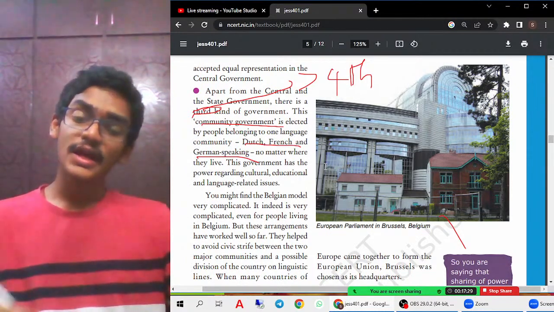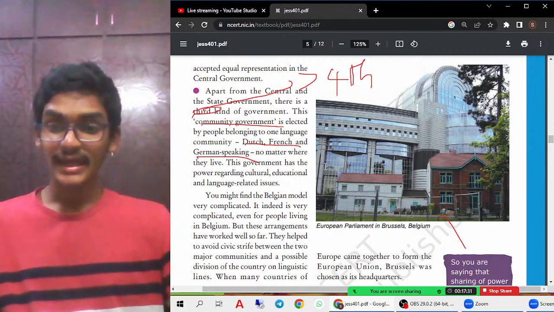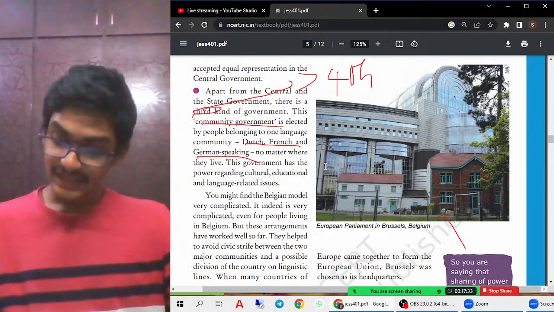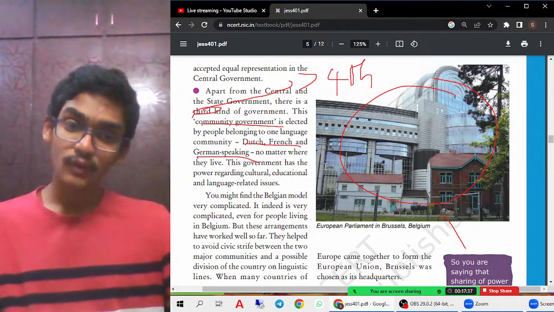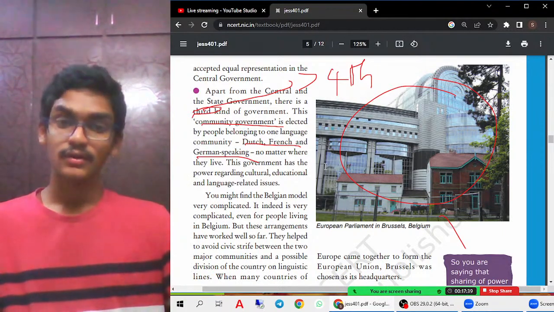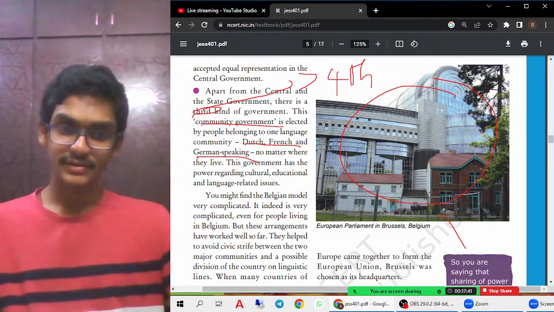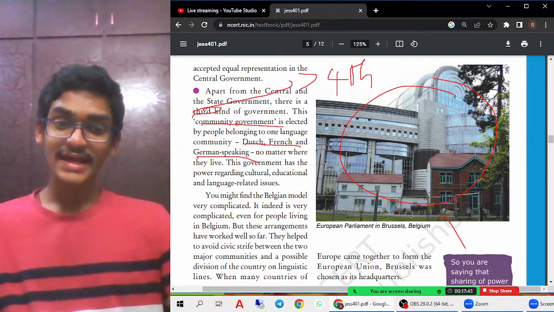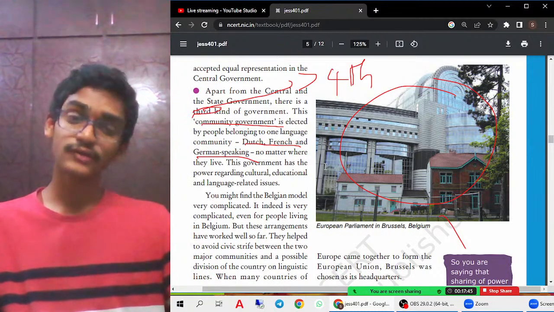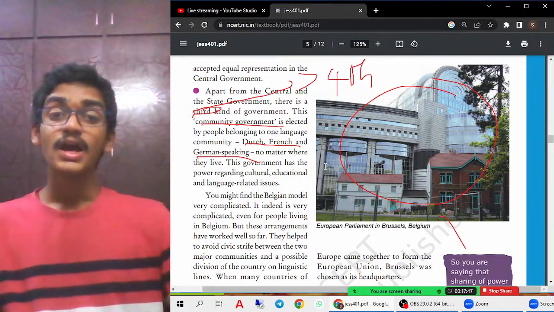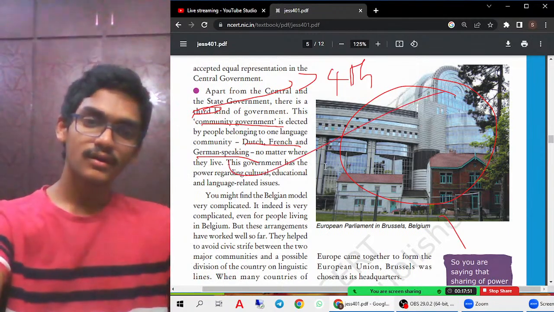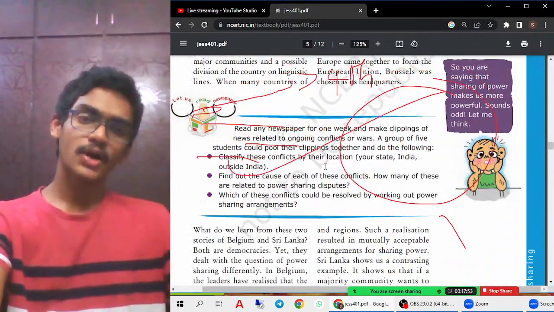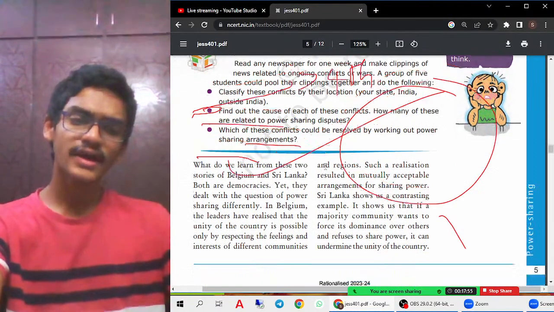And when the different European countries came together, they selected this area, Brussels, as the headquarters for the European Union. The European Parliament is in Brussels also. The European Union selected Brussels as its headquarters because people were living in a harmonious and more peaceful life. Therefore, they selected it as the European government.